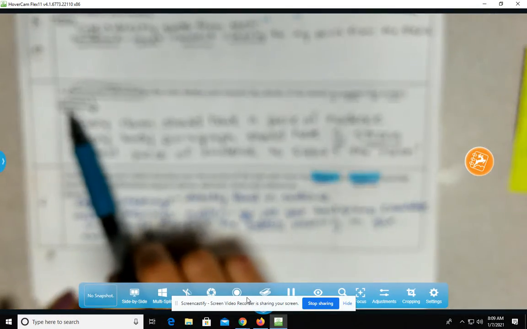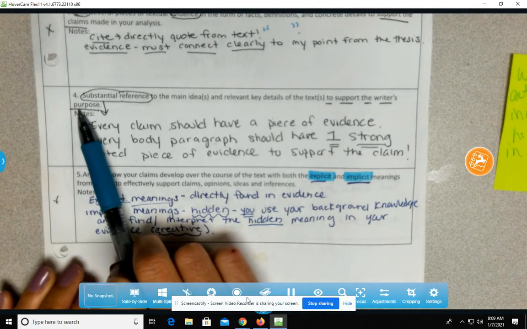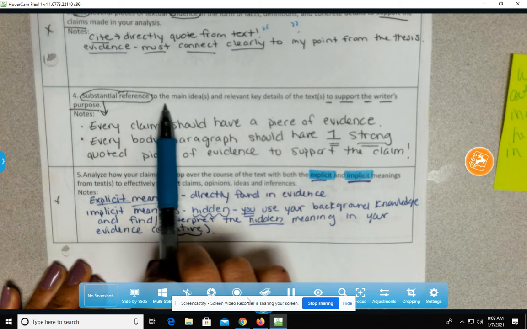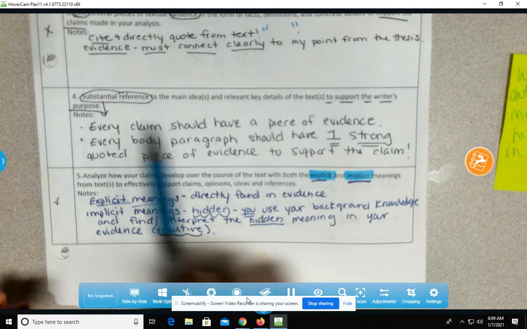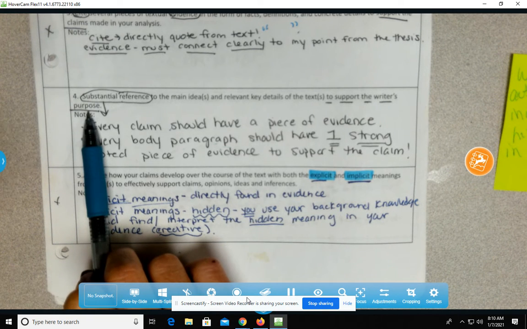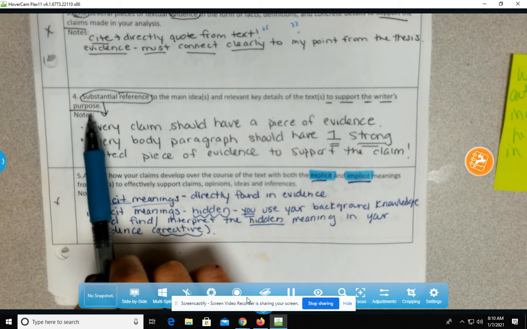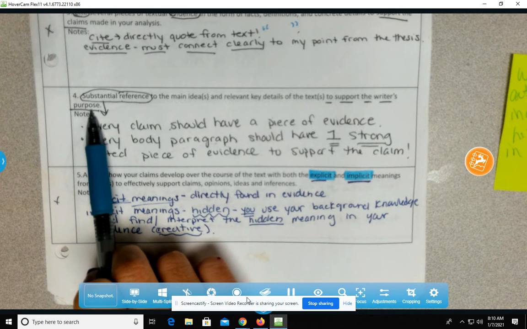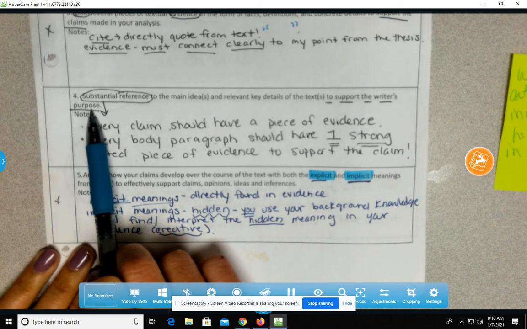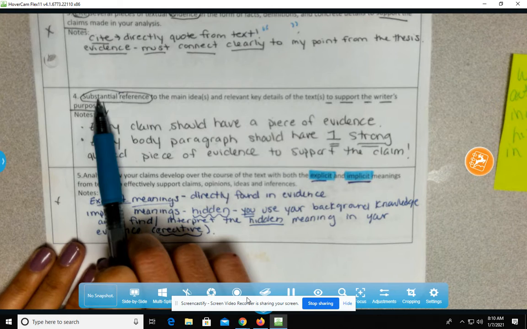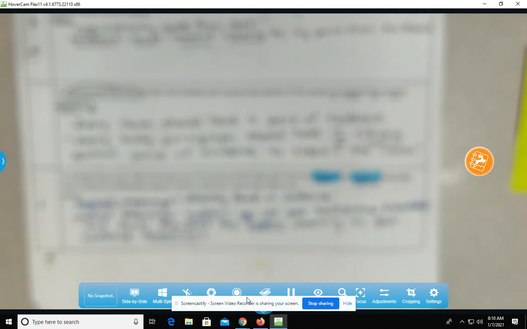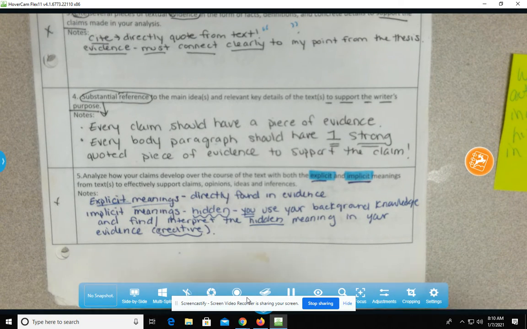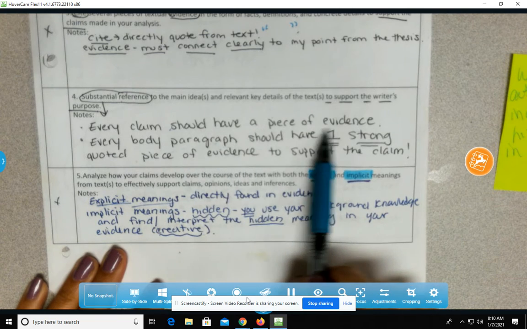Learning target number 4 reminds us that we need to make substantial references to the text, because that will support our writer's purpose, which is our thesis statement. The purpose for our writing is to address and explain and support our thesis statement. What's substantial mean? Substantial means we have evidence that's 1, of good quality, and 2, we have enough there to support the claim. Every claim should have a piece of evidence.